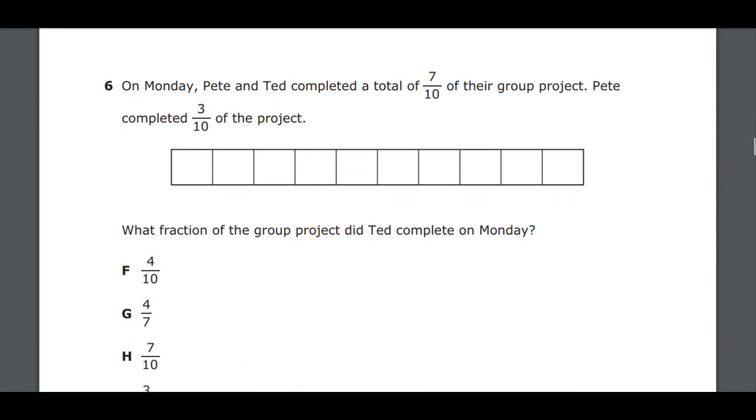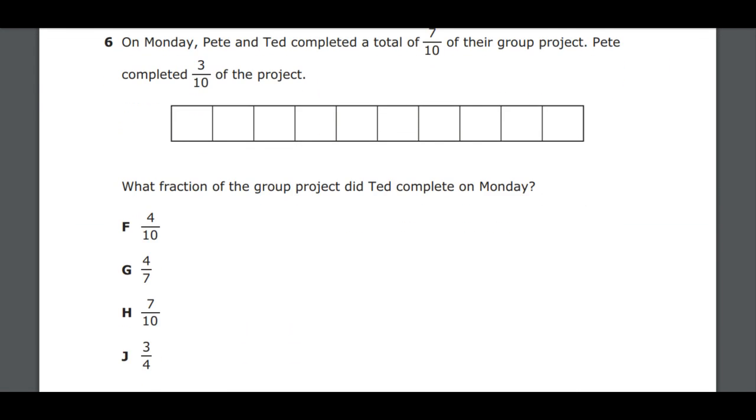Number 6. On Monday, Pete and Ted completed a total of 7/10 of their group project. Pete completed 3/10 of the project. What fraction of the group project did Ted complete on Monday? F, 4/10, G, 4/7, H, 7/10, J, 3/4.